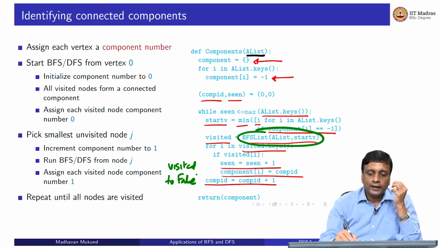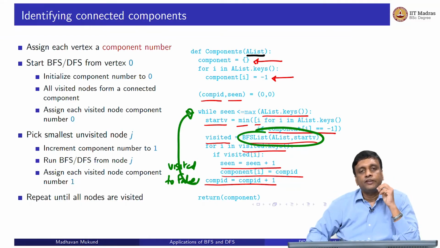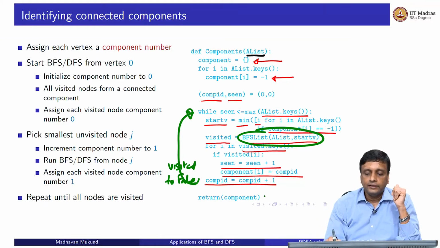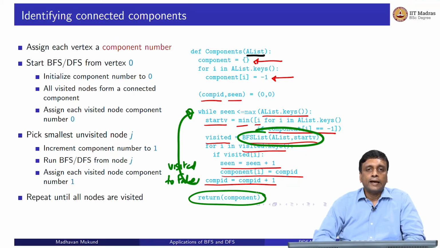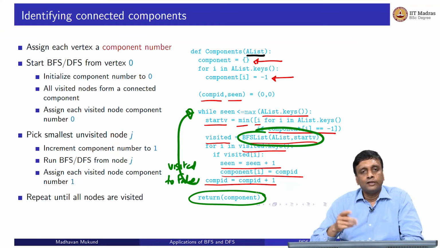So, at this point I go back and I check, right, have I finished seeing everything in the process of this, has seen reached n minus 1. If not, there is still something to be seen. I look for the smallest unseen thing, run another BFS and so on. And finally, this component dictionary is the one that I want. It tells me the component ID for every vertex in my graph, and by finding out how many values there are in the dictionary, I know how many components there are, right. So, this is a BFS version of this component function.